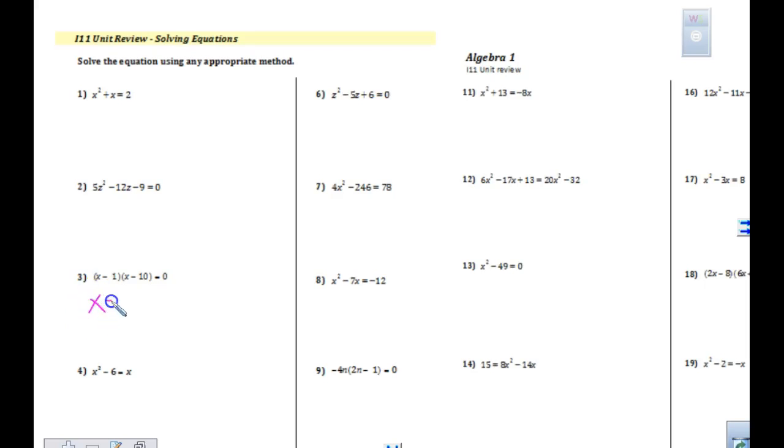The thing to do is set x minus 1 equal to 0. I saw some people multiply this whole thing out. Set each one equal to 0. x equals 1, x is equal to 10. 2 solutions. I would say most of these in this first part.